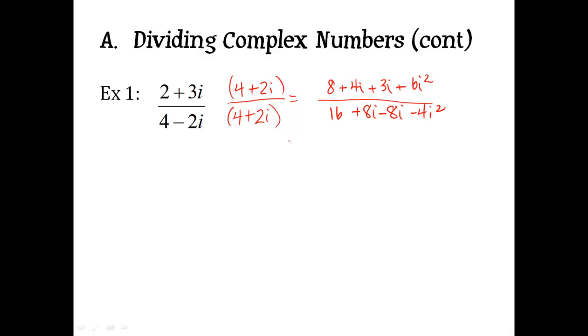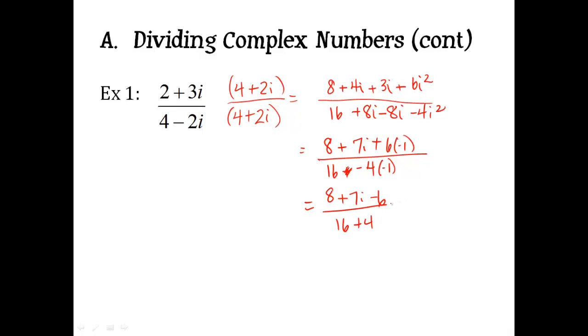All right, so we do some reducing. 8 plus 4i plus 3i is 7i, and this is 6 times negative 1. Denominator, 16 plus 8i minus 8i is 0. So what I really have here is 16 minus 4 times negative 1. So keep simplifying here. 8 plus 7i, 6 times negative 1 is minus 6. And I have 16 plus 4. So now what I have here is 2 plus 7i over 20.